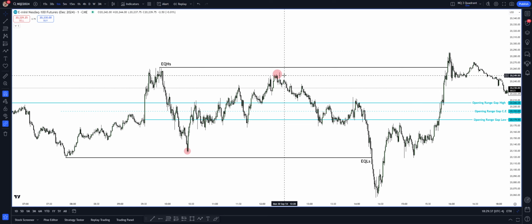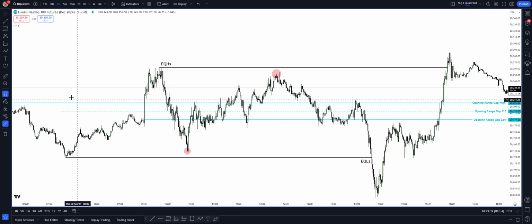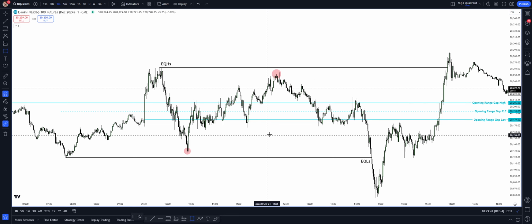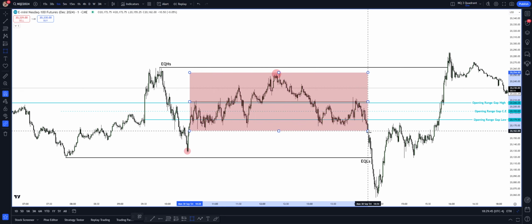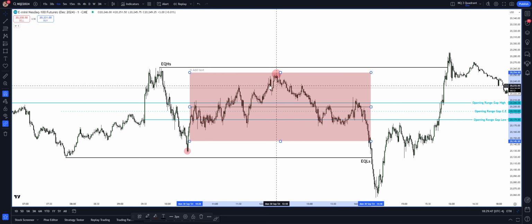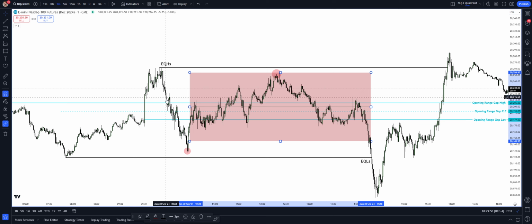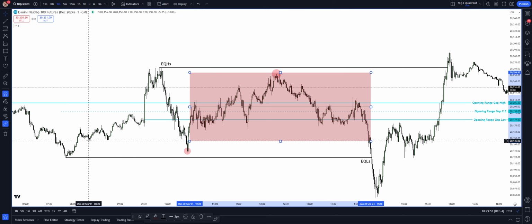In these kinds of conditions, the most important thing is you have to avoid trading in the middle. In this area here, you can trade the sell side delivery because it has equal lows. You can target that, and I'll be talking about it in a minute. But this middle area, you should be avoiding.